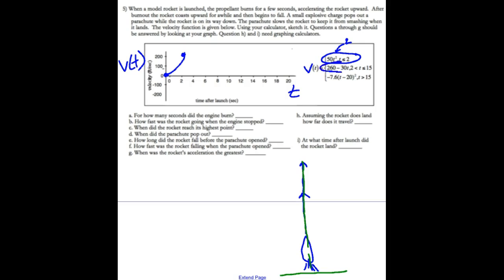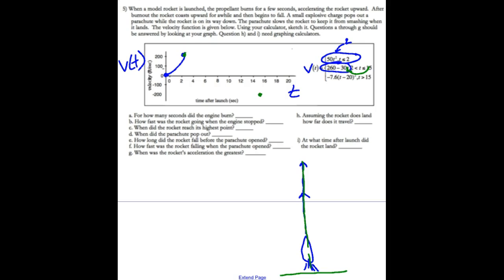Then I've got a linear model for the velocity. And at 2 seconds, if I put a 2 in right there for t, it's at 200. If I put a 15 in to see where to end that model, 260 minus 30 times 15 ends up being negative 190. We did it in class today.